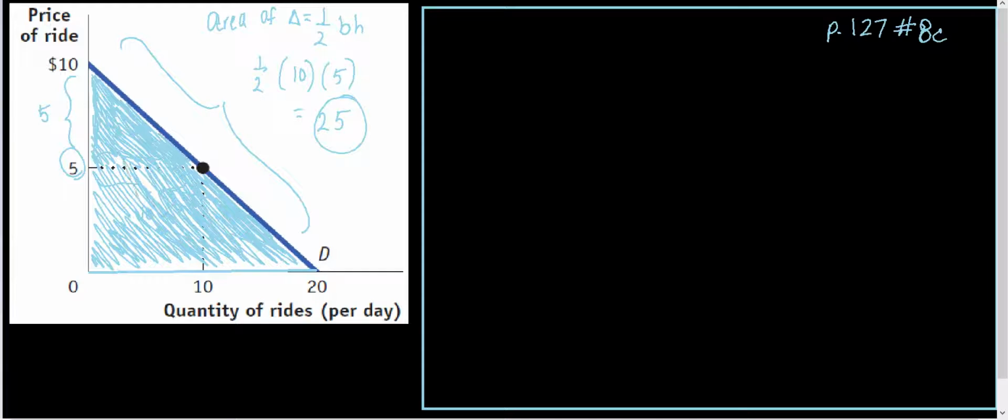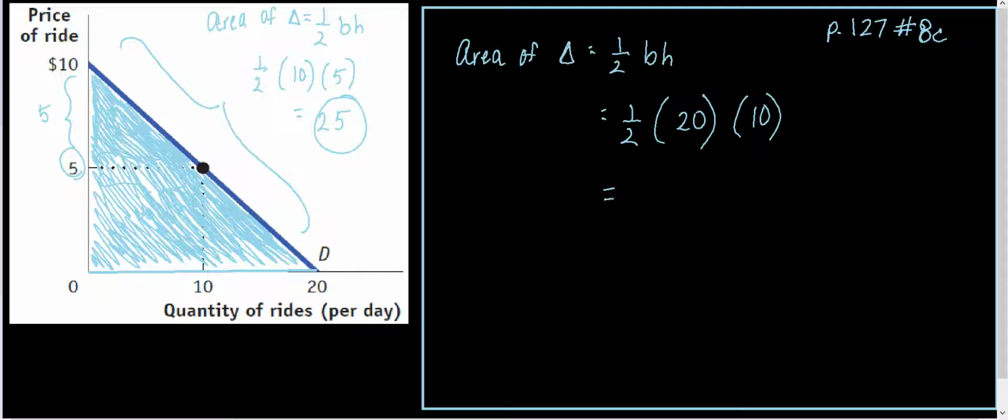In this case, the base is 20 and the height is 10, and so I have a consumer surplus of $100. So that means that's the maximum that they could charge as an admission fee, assuming that the price per ride is $0. So you just pay an admission fee, you get in, and then you don't have to pay anything to get on the rides.